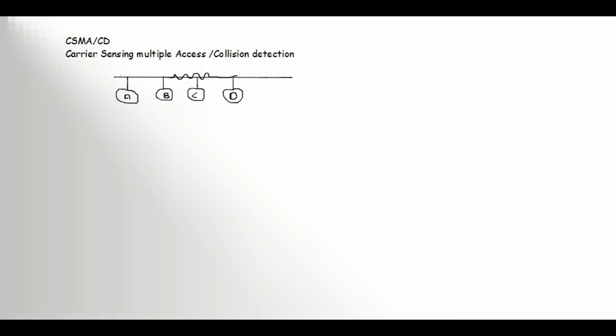So let me explain you this with an example. Suppose that there is one station A and there is one station B. Both think that the channel is free and both are transmitting the data at the same time. Station A is transmitting the data and station B is also transmitting the data. And in the middle there happened a collision. Collision is nothing but the data bits got corrupted, we can say like that.